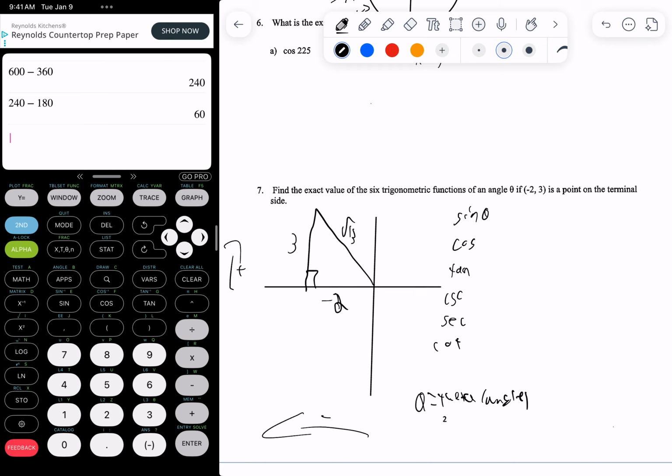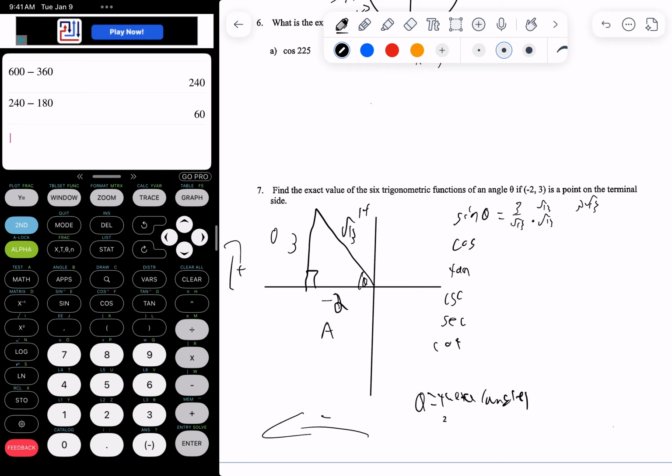Okay, so sine, since sine is opposite over hypotenuse, it's 3. And this is theta. And so the opposite is here, adjacent is here, and hypotenuse is here. So 3 over rad 13. And then since we can't have a rad 13 at the bottom, we're going to multiply both sides by rad 13. So we have 3 rad 13 over 13.